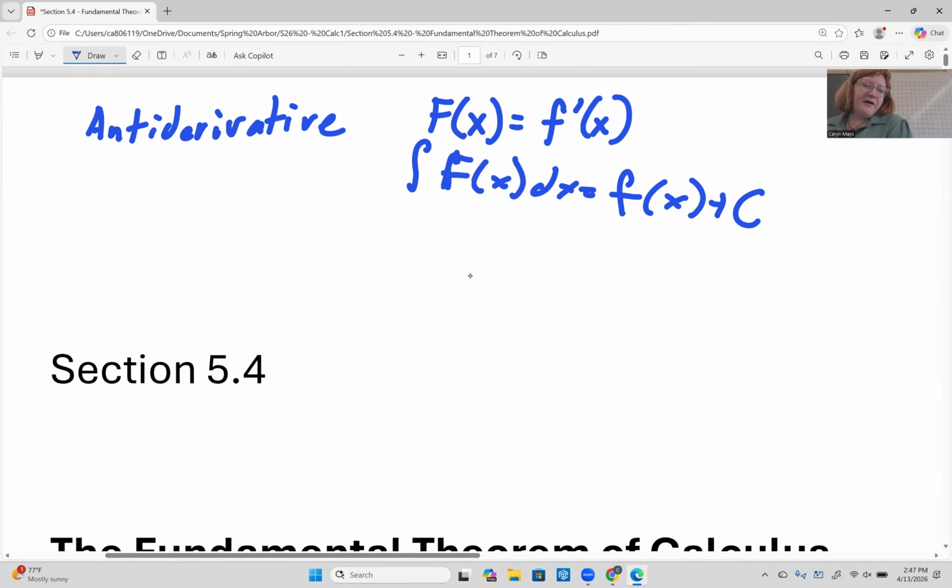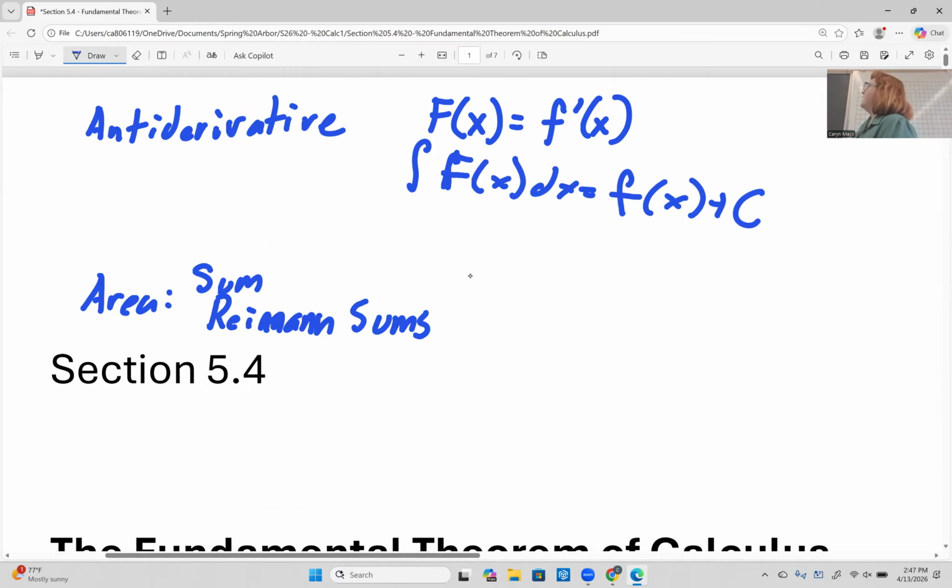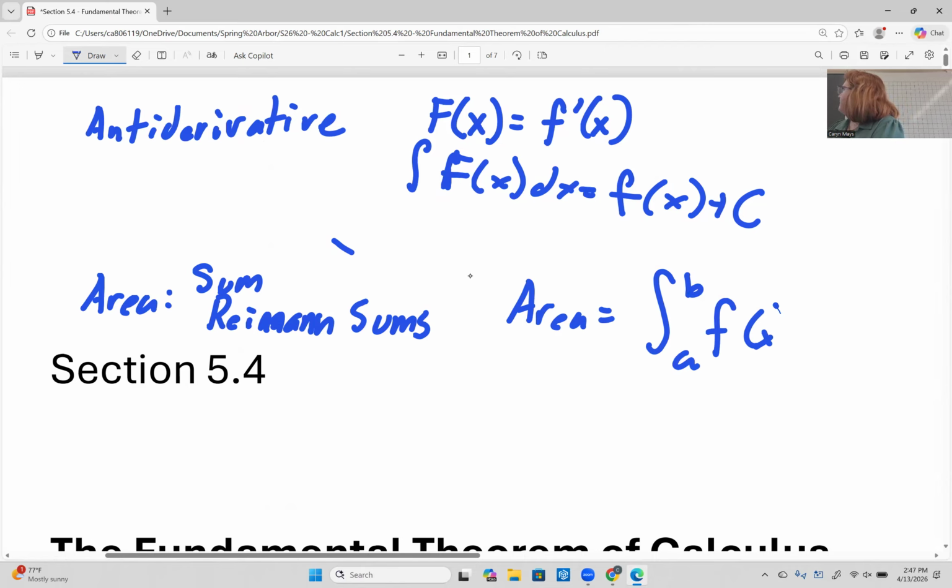Then 5.2 and 5.3, we were finding areas with basic sums and then Riemann sums. Not a whole lot different between those two. Just names. And it was finding the area, and we eventually then put notation to it to say the area between 2 points would be this definite integral from a to b of whatever my function is.